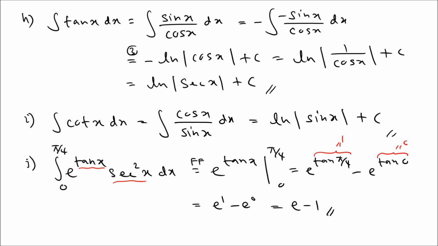Good. Let's do maybe 2 more examples. The next one is k. How about this one? e to the 2, 1 over x ln x square root x dx, like that.